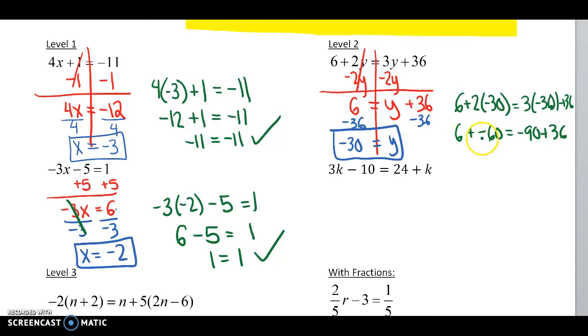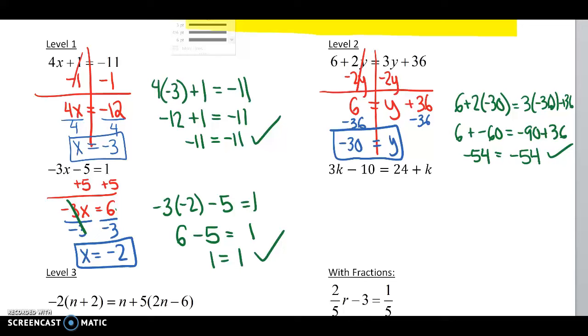Okay, 6 plus negative 60. It's like I have $6 and you take 60 away. Sad day. I'm going to be in debt $54, negative 54. And I have negative 90 plus 36. Well, negative 90 and 30 gives me negative 60, and then another 6 is negative 54. You can check this in your calculator if you're not sure. But this does work. I get a true statement, so I know I solved it correctly.